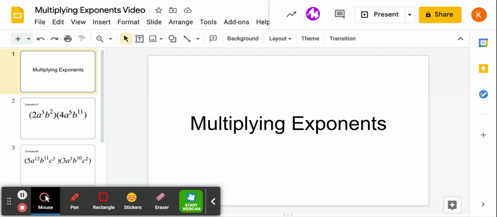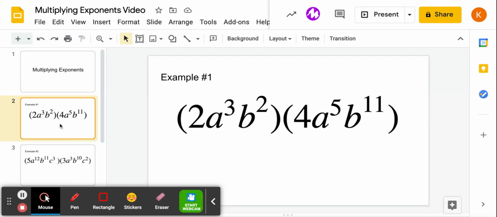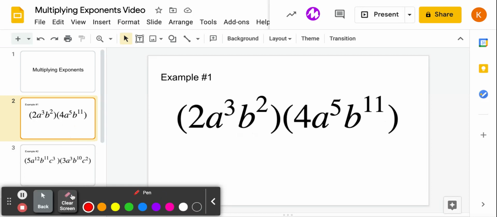These are a little more complicated than the ones that we've been working on, but hopefully this will go well. So here we go. Let's get it started. So example number one. Let's do this.